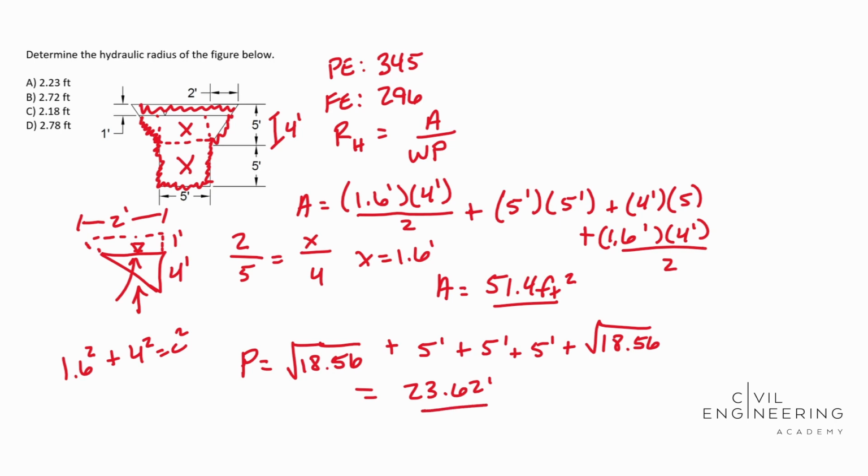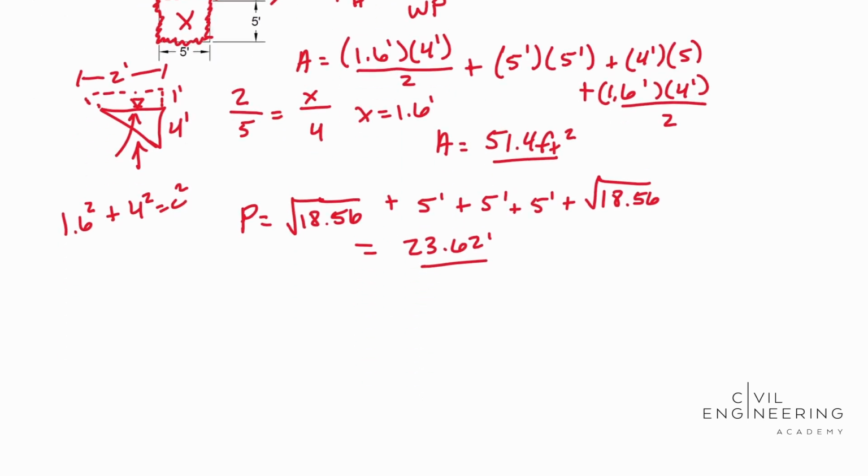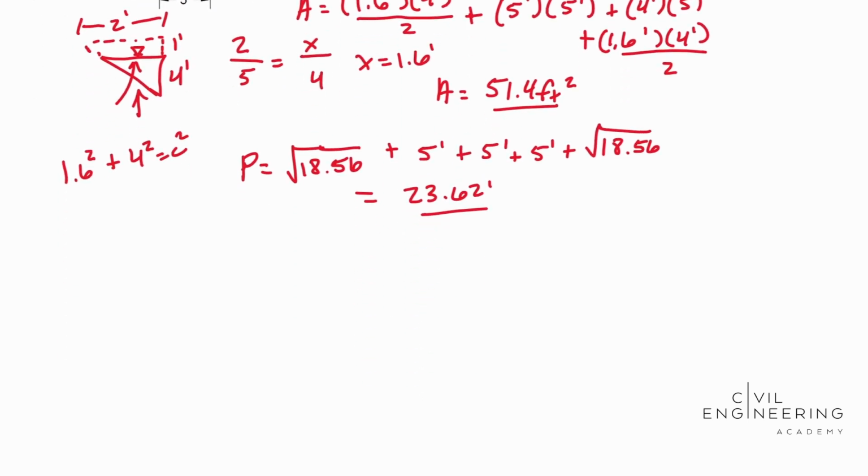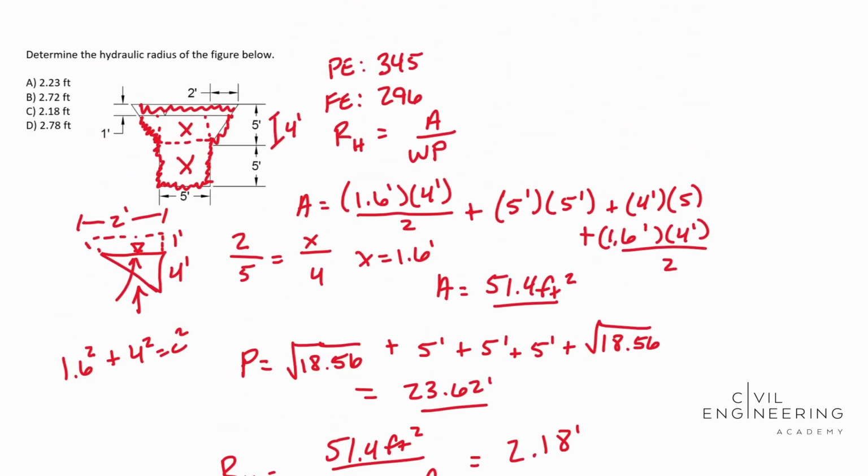So now let me scroll down just a little bit. Doing that, our hydraulic radius is going to be that 51.4 square feet over our 23.62 feet. And so this guy ends up being 2.18 feet. Something that you'll notice is if you use that 5 feet as your total height with your triangles, you'll end up with 2.72. So you'll notice that is an incorrect answer.